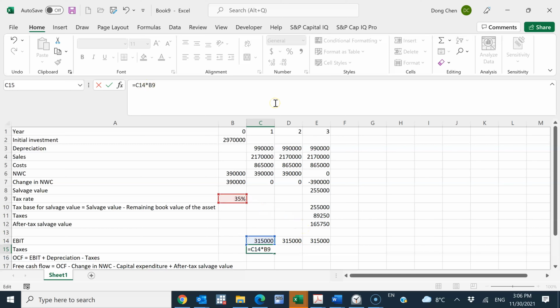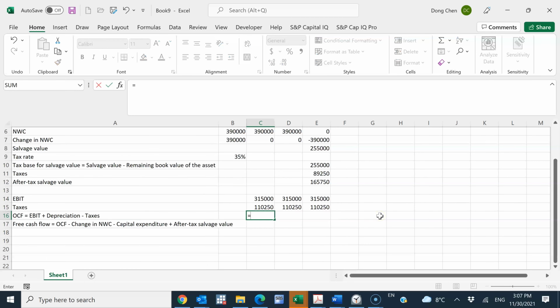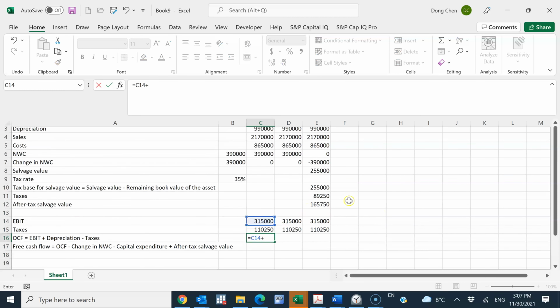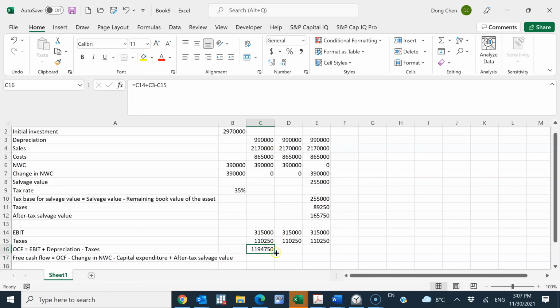So now I want to fix this tax rate cell value. So I don't want this to change when I calculate the taxes for the other years. So now I have everything ready in order to calculate this OCF. So OCF is EBIT, and then we add back the depreciation, and then we deduct the taxes. And then we extend this to all other years. So that's the OCF.